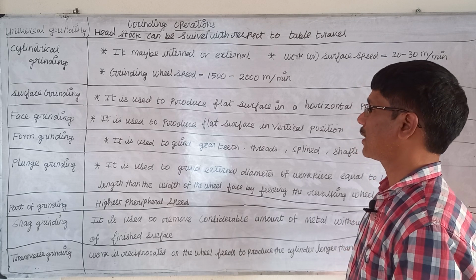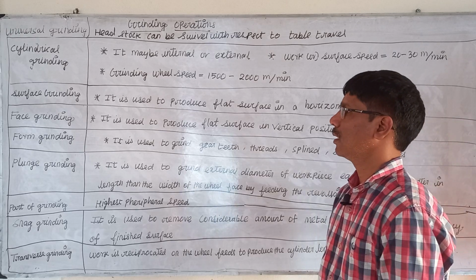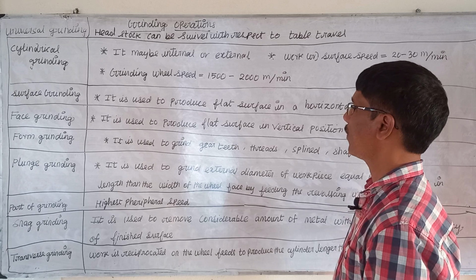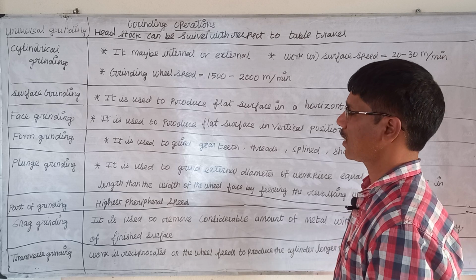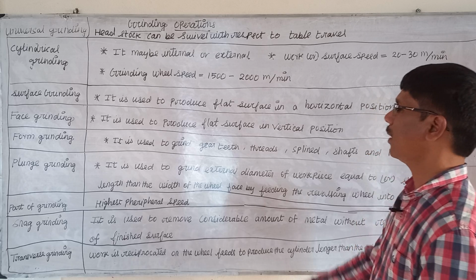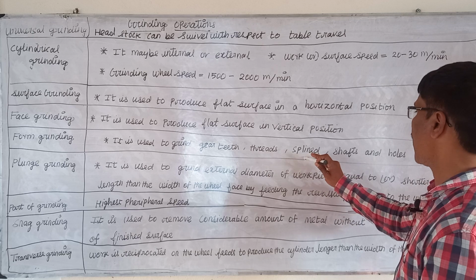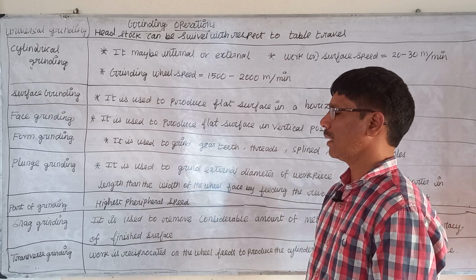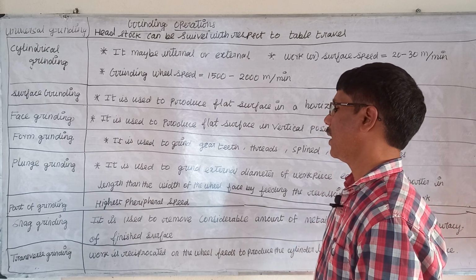The next topic is surface grinding. It is used to produce a flat surface in horizontal position. And then face grinding also produces a flat surface, in vertical position. So, you can compare: surface grinding for horizontal position, flat surface; face grinding, flat surface, vertical position. The next one is form grinding. It is used to grind gear teeth, threads, splines, shafts and holes. And the important question is: in which part of grinding will the highest peripheral speed be obtained?